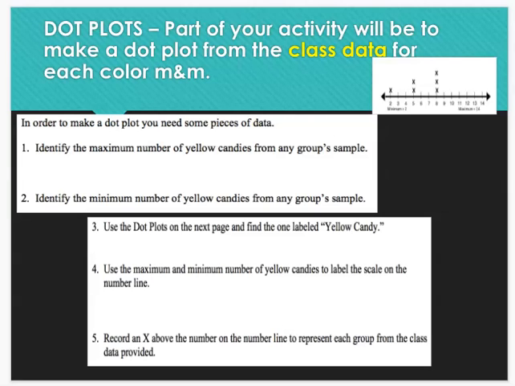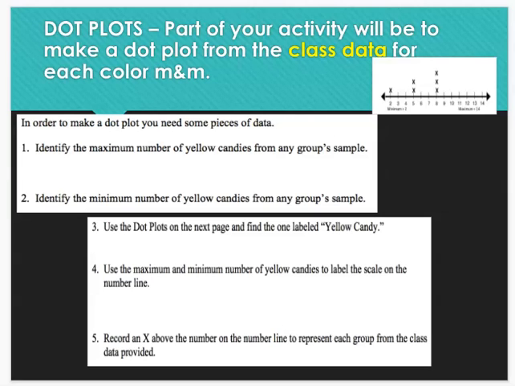The next thing we're going to do is make some dot plots. So you need all the class data to make your dot plots. So you take the sheet provided in your worksheet, and there's a blank dot plot for each one of them. Here's an example. So you're going to identify the maximum and the minimum yellow candies from any group sample. So if there's somebody who had no yellow M&Ms, then theirs would be 0. Your minimum would be 0. And if somebody in your class had 20 yellows, then your maximum would be 20.